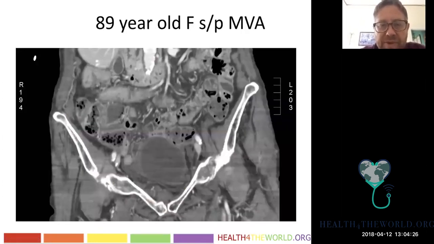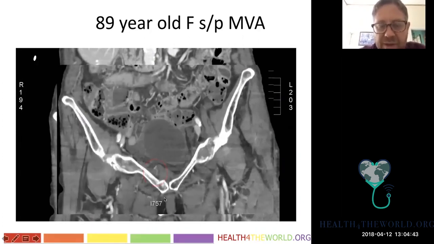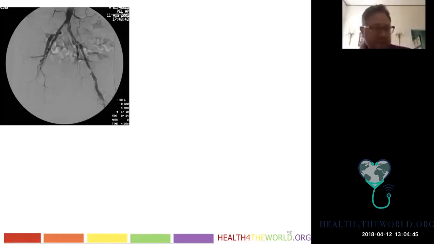This is an example. This is an 89-year-old female who had a motor vehicle accident, and you can see here that we have some bright stuff here and some calcification, and then you wouldn't know this, but there's a hematoma here and a little bit of an active extravasation of arterial phase contrast. The patient wasn't doing so well, so we decided to do an angiogram with a possible embolization.